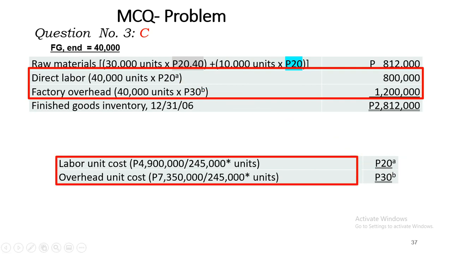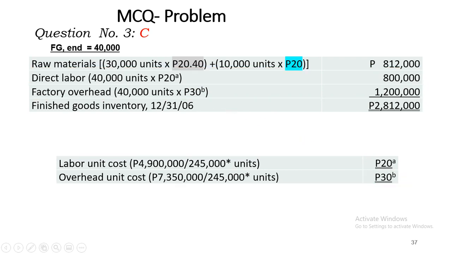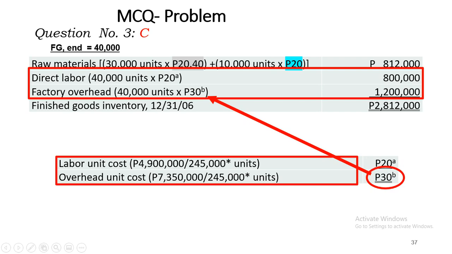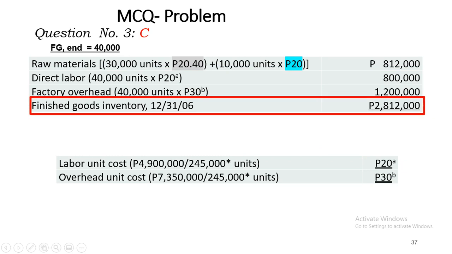Okay. That's why, for direct labor, 800,000, factory overhead is 1,200,000. Thus, the total finished goods inventory ending is 2,812,000. Okay, so we're done with the first three.